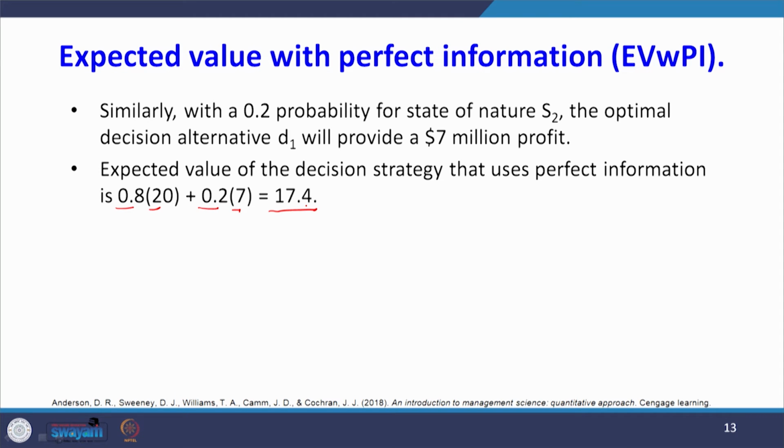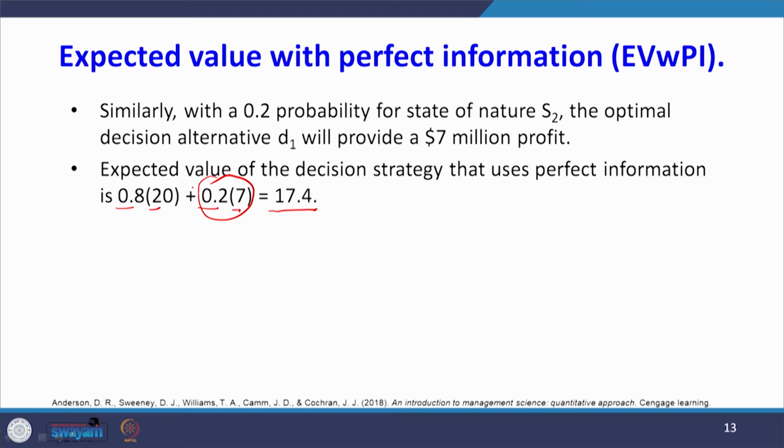Sometimes the students used to ask, when we know the perfect information, what is that? If the perfect information is, say, it is going to be a strong demand, why do we have to multiply this 0.2? Because there are two possibilities. The marketing research company can provide two possibilities. They may say it is going to be a strong demand, at the same time they may say it is going to be weak demand also.